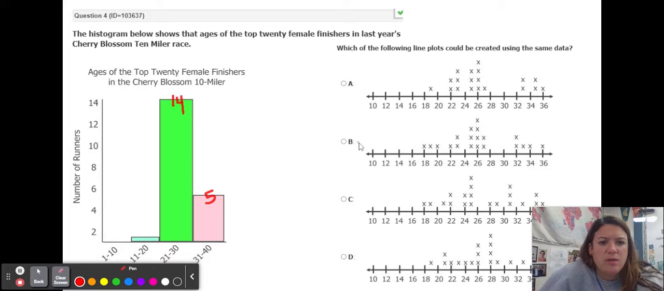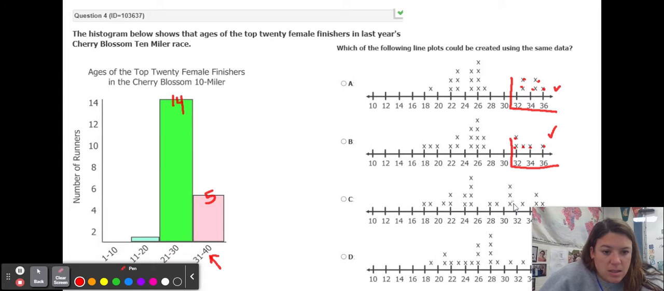Let me check. So I'm looking for the ones that could be the same data. I'm going to check 5, and I'm going to check the 31 to 40 range just because that's kind of easy to check for me. So 31 to 40 would be here and over. So 1, 2, 3, 4, 5. So that one actually works so far. Does this one work? 1, 2, 3, 4. It does. Does this one work?